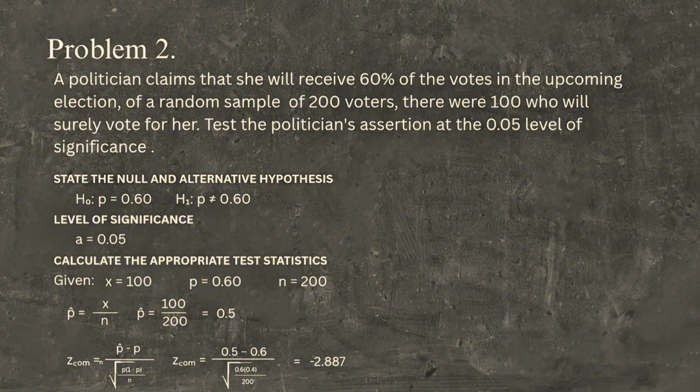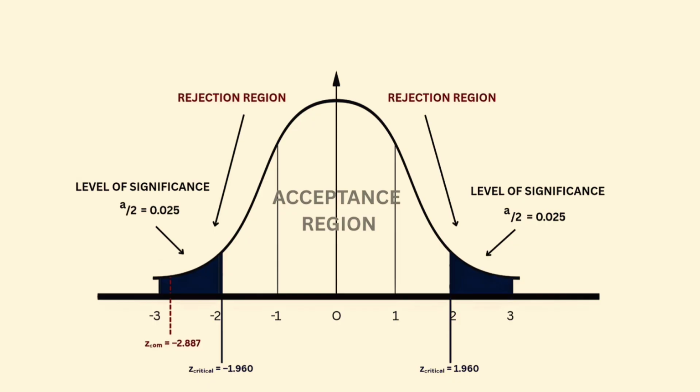So let's find the critical value. Since this is a two-tailed test with a 0.05 level of significance, we divide alpha by 2. So 0.05 divided by 2 equals 0.025. From the z-table, the critical values are negative 1.960 and positive 1.960. These are the boundaries of the rejection regions on both sides of the graph.